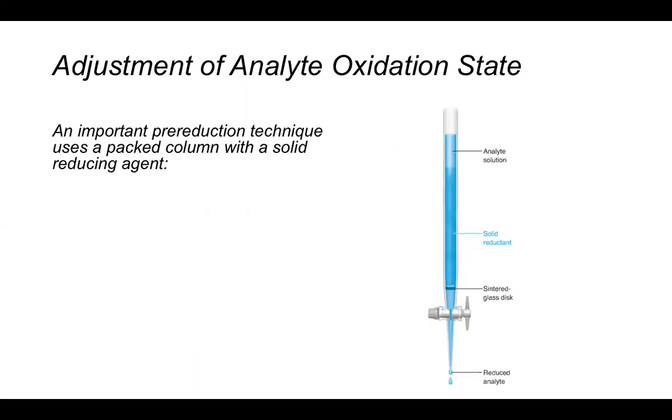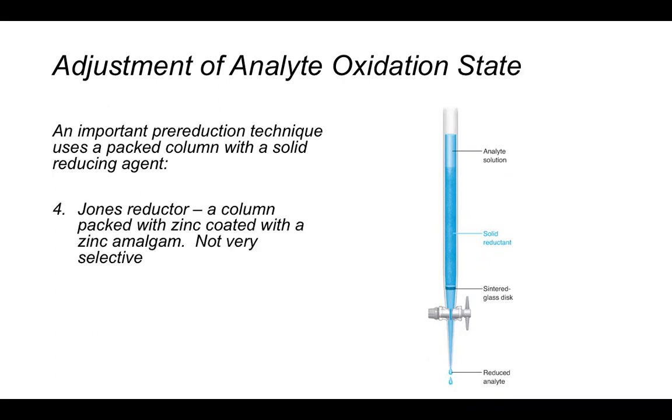So, adjustment of analyte oxidation state. An important pre-reduction technique uses a packed column with a solid reducing agent. What we do is we have a solid reductant here, we pass the analyte solution through it, and we end up with reduced analyte down here, which should hopefully be more appropriate for our titration.